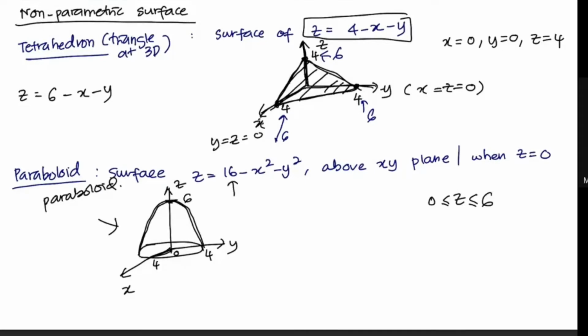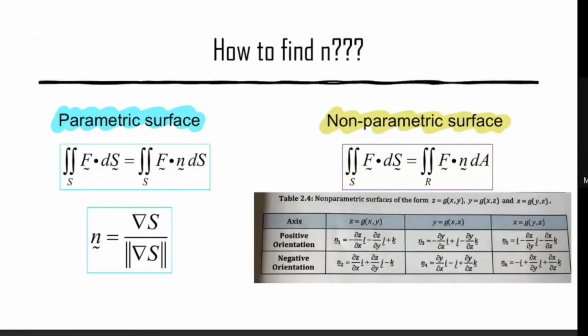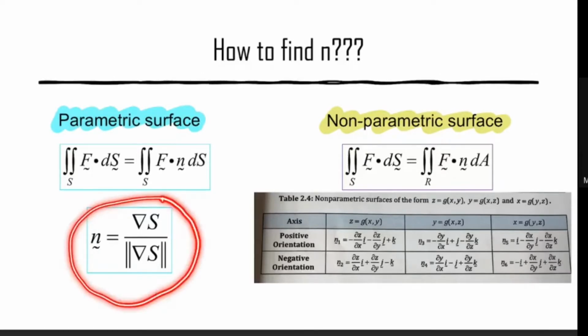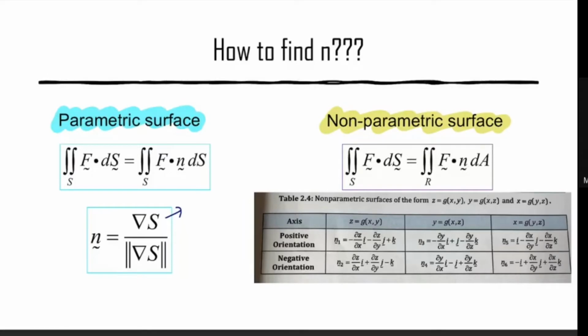0 until 6. Okay, this is the formula to find surface integral, for parametric surface, and this one is for non-parametric surface. So the first step is to find n, the unit normal vector of the surface. So for parametric surface, the normal vector is given by this formula: del S equal to del S over del x, del S over del y, del S over del z.